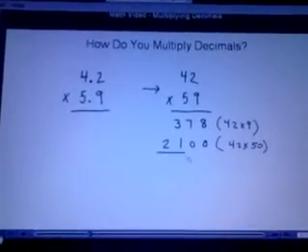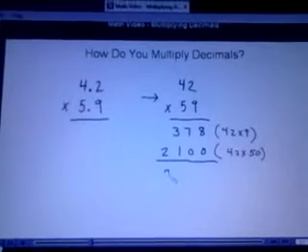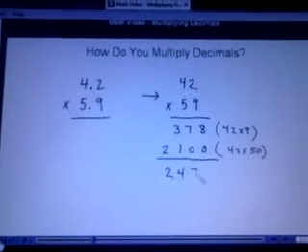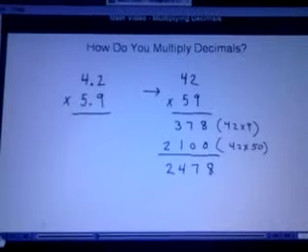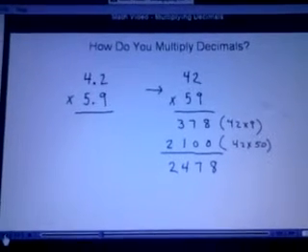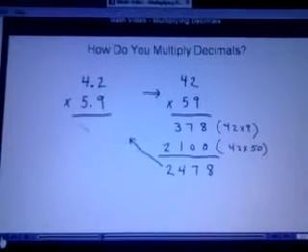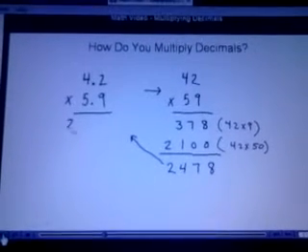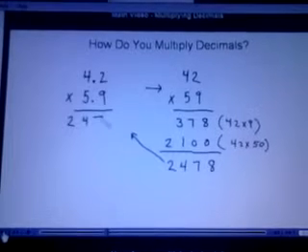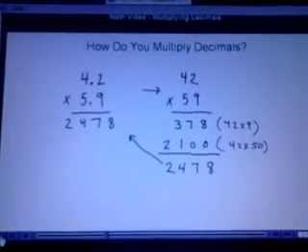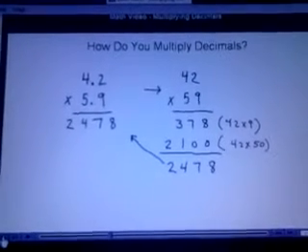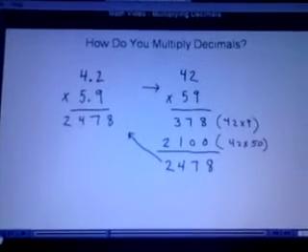And now we add these two numbers together, and we'll get the correct digits in our answer. And now that we've done our side work, let's move this value up over here to show that those are the correct digits of our answer. What we're missing is the decimal point. So how do we figure out where to place our decimal point?